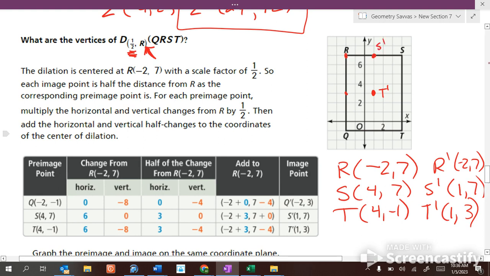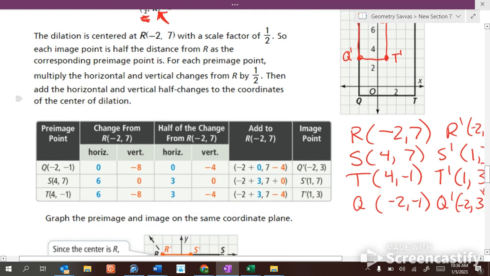S prime will be here. And Q prime will be right here. Q was at (-2, -1). Now it will be (-2, 3). Okay? So that's going from R. R didn't move, and everything just shrunk by 1/2. So instead of this side being 6, it's 3. Instead of this side being 8, it's 4. And you just make a rectangle. Okay? That's a dilation.